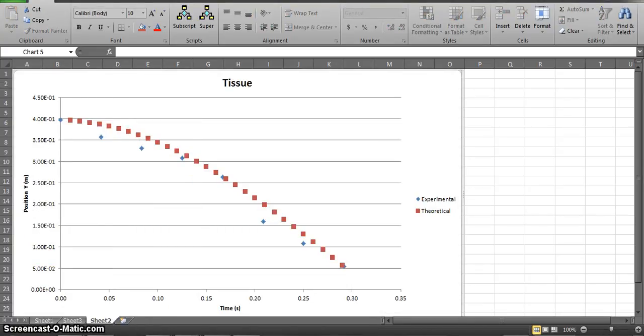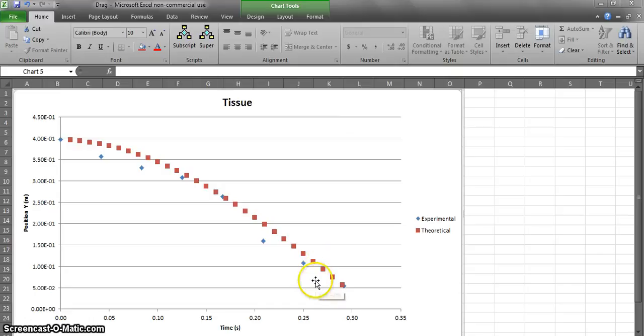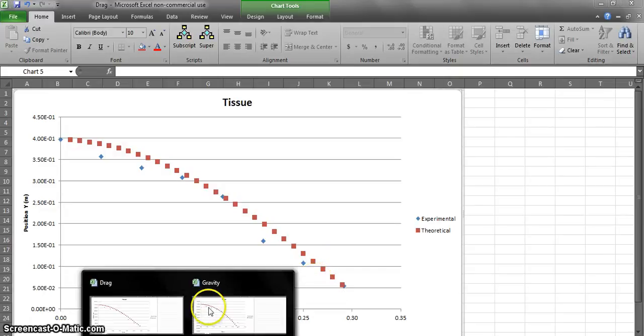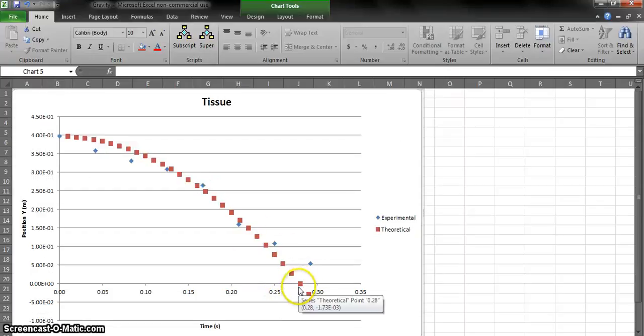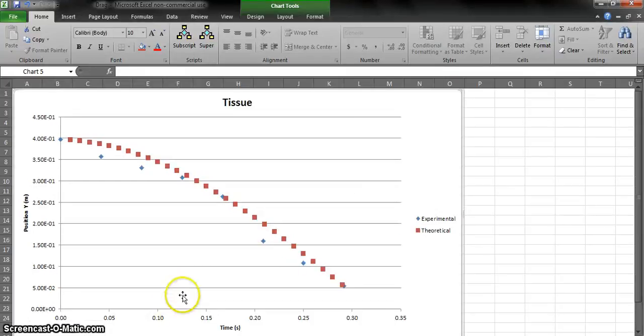The experimental for the tissue, initially with gravity alone, was reaching the ground faster, whereas we found that there was a large constant for the drag force. Because the drag force was greater over time, there would eventually be a terminal velocity for the tissue.